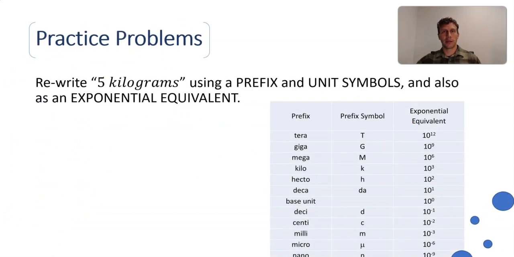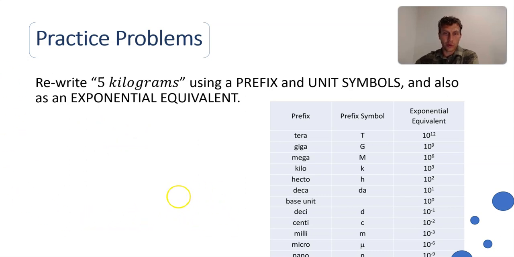Practice problems. This is a short lesson, and what we want to do is use this chart that we've got, and you have in your handout, to become proficient with using the metric system. There are terms we need to know, like prefix and unit symbols and exponential equivalence. So let's try that. Rewrite 5 kilograms using a prefix and unit symbols, and also as an exponential equivalent. I know that sounds complicated, but you've done things like this since you were wee little scientists, and now you're all grown up.